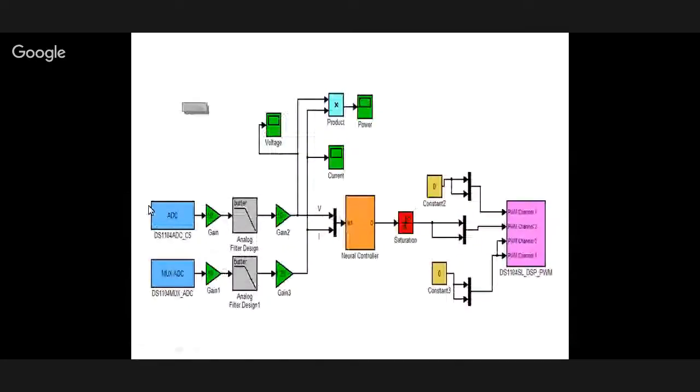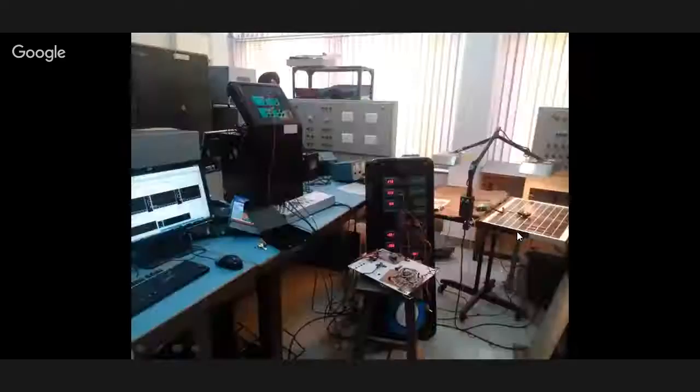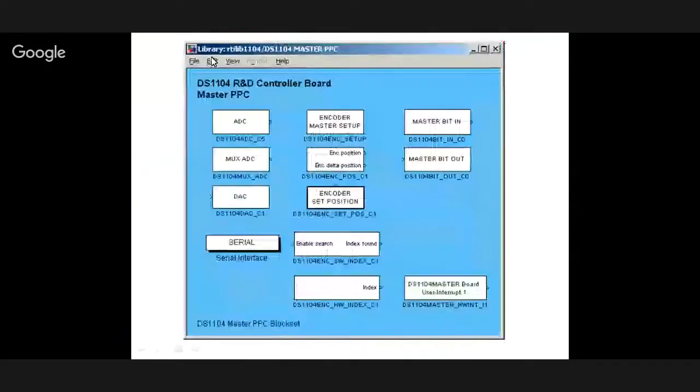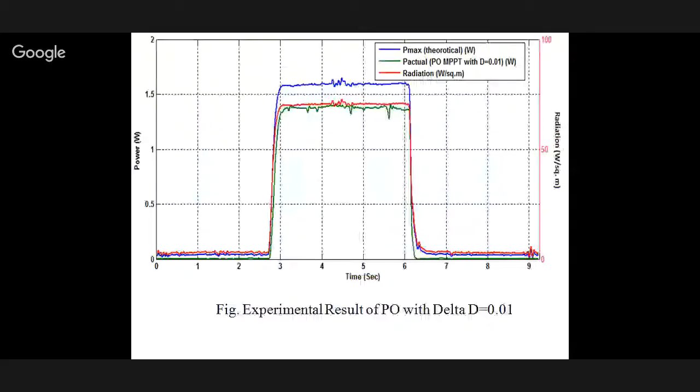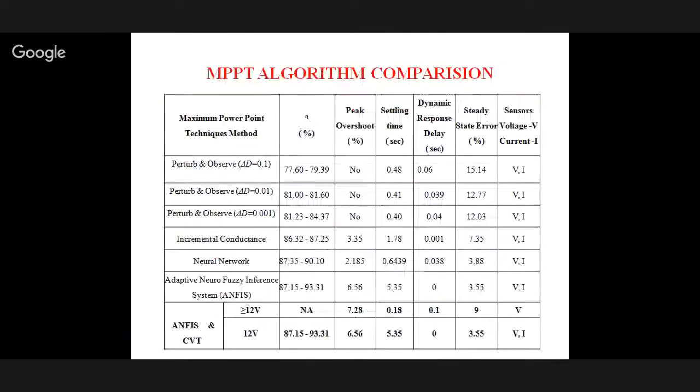This block. Once you install dSPACE, you will get these blocks. This block, and this block. It is there inside these things. So just drag this and put it inside your Simulink window. And these are the outputs we have obtained. And this was the overall algorithm.